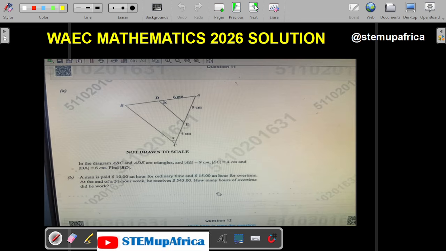in the diagram above, ABC and ADE are triangles. They are similar, with AE as 9, EC as 4, and DA as 6. We have to find BD. So let's sketch it. This is question 11, Question 11 A. So this is what we have.